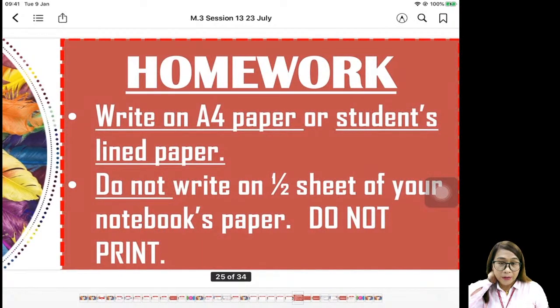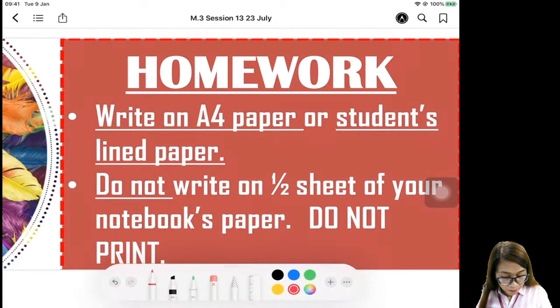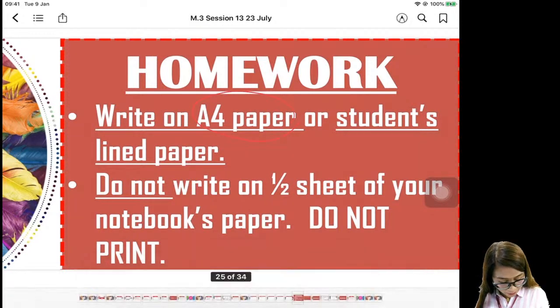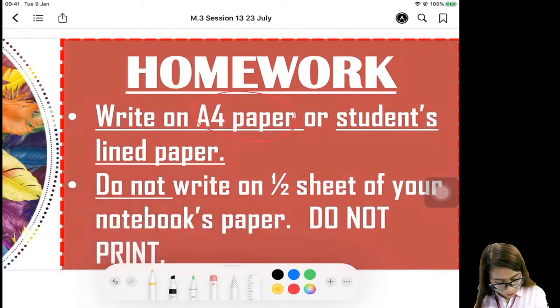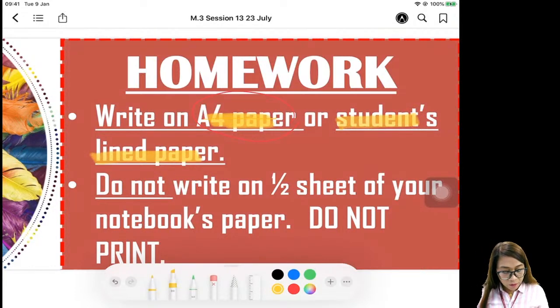Okay, your homework, by the way, you have to write your homework in A4 paper. A4 paper or students paper. Do not write on half sheet of notebooks paper. Please do not print. I would like you to copy and show the complete solutions. Some of you just print the screenshot and maybe you photocopy and then answer right away.